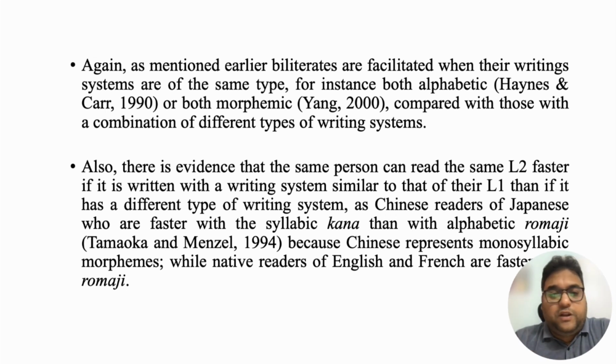Again, for example, Chinese readers of Japanese are known to be faster with the syllabic kana than with the alphabetic Romaji script, because Chinese is also morphemic, and kana structures graphemes in the same way.